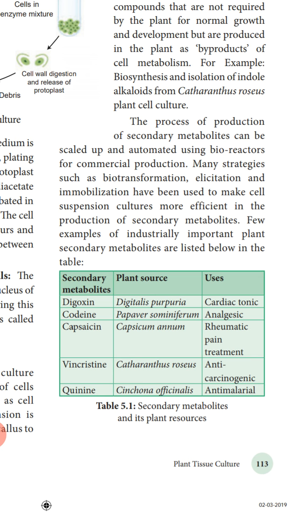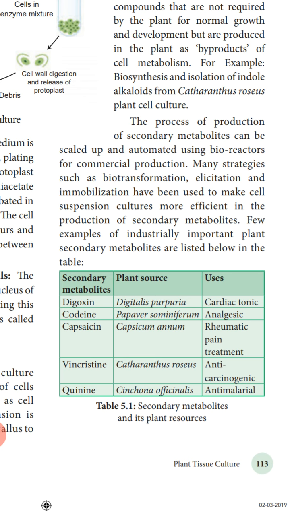Next is codeine. Codeine is obtained from Papaver somniferum, and it is an analgesic. Next is capsaicin. It is obtained from Capsicum annuum. Rheumatic pain treatment. Next, vincristine. It is obtained from Catharanthus roseus and it is anti-carcinogenic, and it is used for making anti-malarial drugs. So these are the various secondary metabolites that we are getting from the plants.